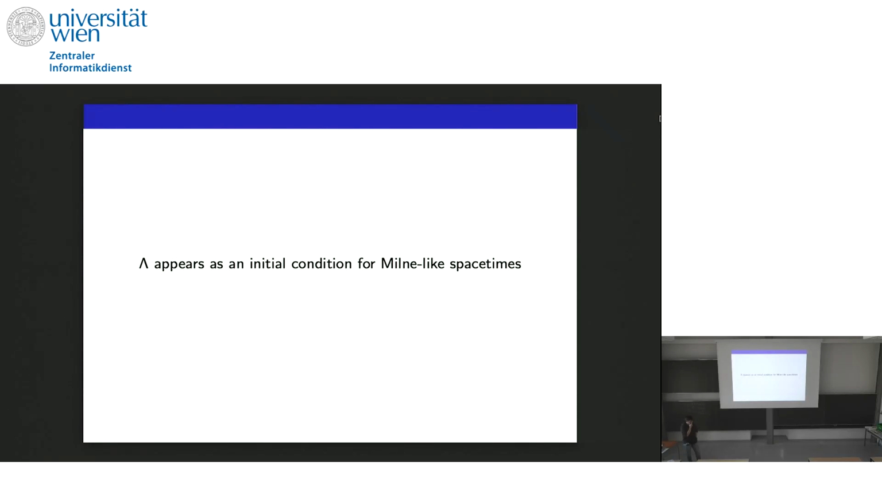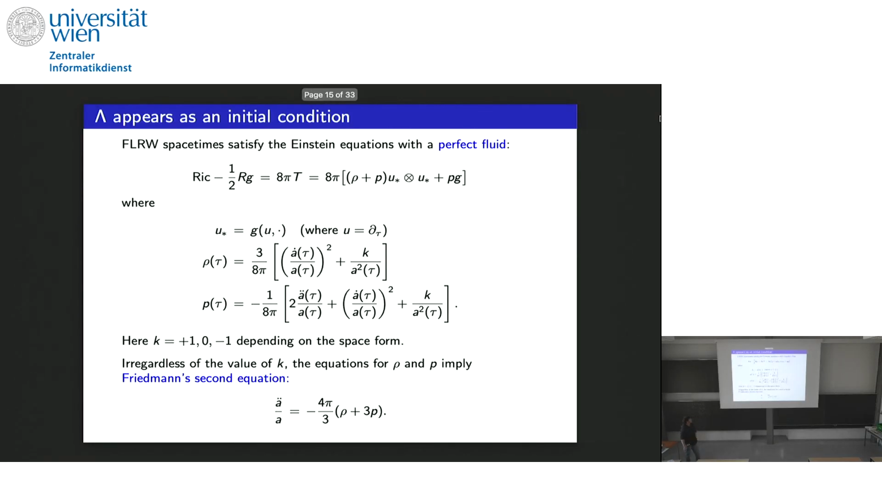Okay, so lambda, the cosmological constant, appears as an initial condition. So let's see this. FLRW spacetimes satisfy the Einstein equations with a perfect fluid. This is a theorem. This isn't an assumption. Sometimes people like to say, suppose FLRW spacetimes satisfy the Einstein equations with a perfect fluid. You don't have to suppose this. This is just a true statement.